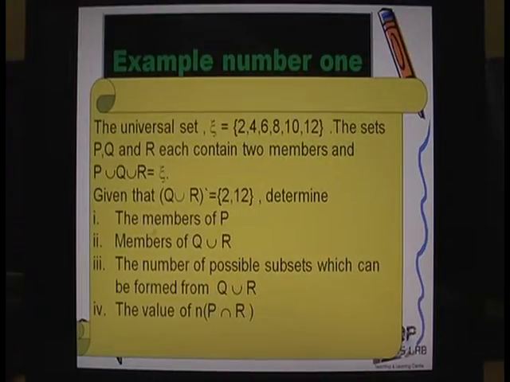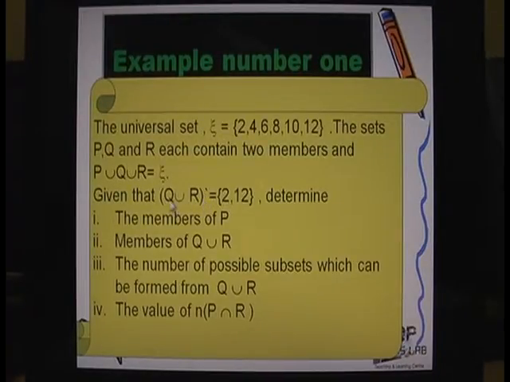Here's a question. You may have seen this question on your worksheet before, but for those of you who have gotten it incorrect, this is how you should have approached it. Now let's read. The universal set, and this symbol means the universal set, is equal to 2, 4, 6, 8, 10, and 12. Now the sets P, Q, and R each contain 2 members, and P union Q union R is equal to the universal set. So when they are combined, you get the universal set. Given that, in brackets, Q union R, and this symbol here means complement of. What does that mean?